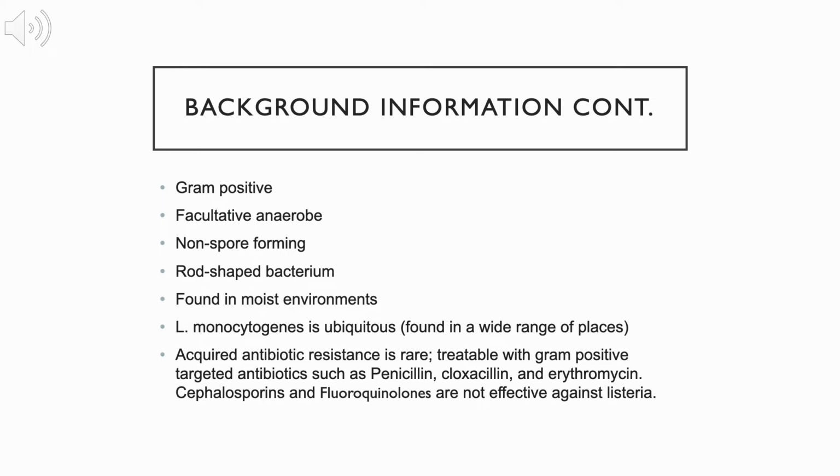Moving forward with more background information on Listeria monocytogenes, they are gram-positive, meaning that they have a thick peptidoglycan layer and no outer lipid membrane. They are facultative anaerobes, meaning that they utilize ATP by aerobic respiration if oxygen is present, but they are capable of switching to fermentation in the absence of oxygen. They are rod-shaped bacteria, non-spore forming, and are found in moist environments. They are ubiquitous, meaning that they are found in a wide range of places: humans, animals, soil, rotting foods, water, wherever you might find them, they're there.